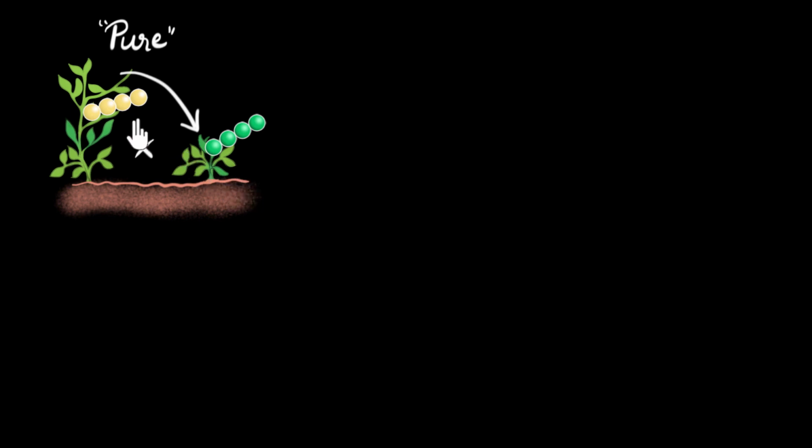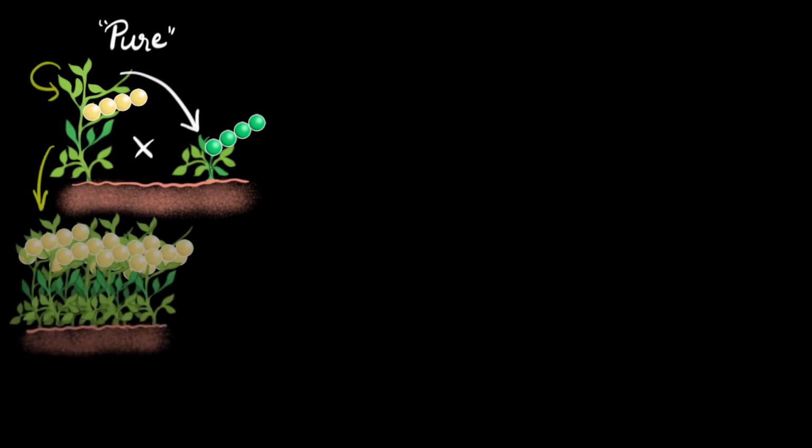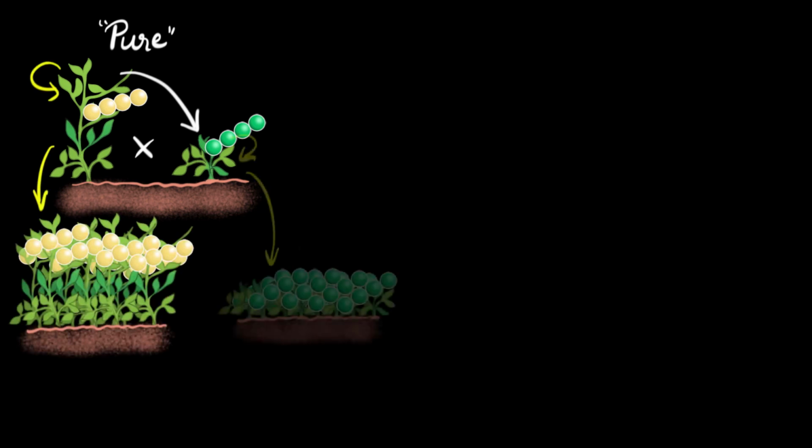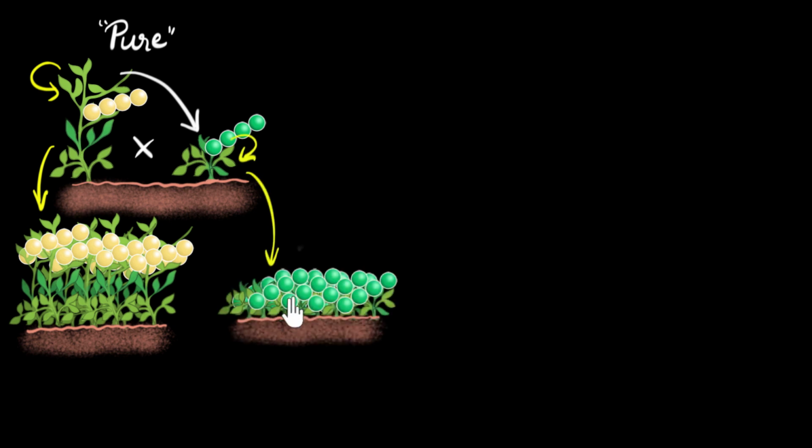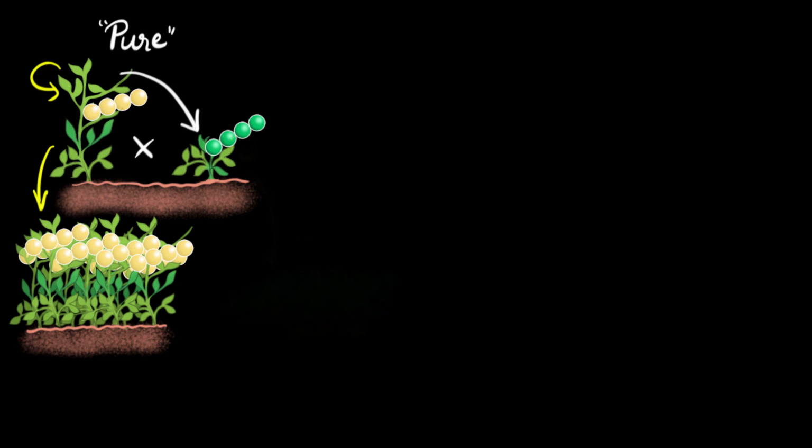And what does this pure mean? Well, just to remind you, pure means that if you were to self-fertilize this plant, then all its kids would be tall and yellow. None of them would be short, none of them would be green. Similarly, if you were to self-fertilize the other one, then all its kids would be short and green. None of them would be tall, none of them would be yellow. That's what we mean by pure. Okay, so let's get rid of this.